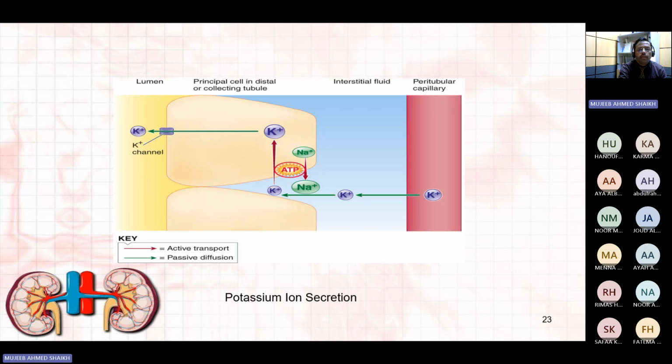The same thing is shown here. Potassium from the blood will come into the interstitium, then through a sodium potassium ATPase pump reaches the principal cell, and the principal cell, with the action of aldosterone, will form more and more channels on the luminal border, which will allow the potassium to be excreted out.